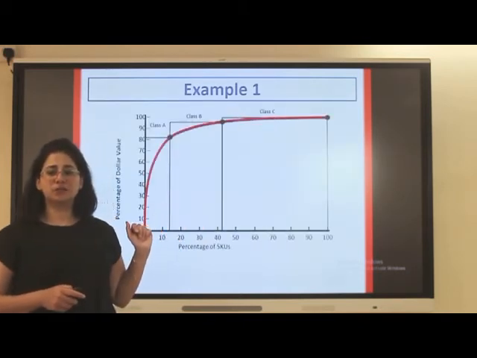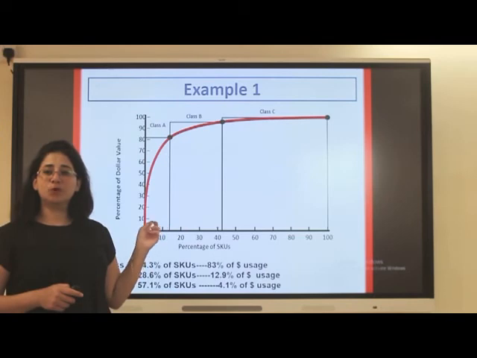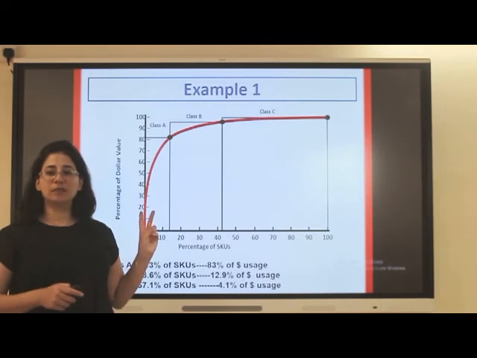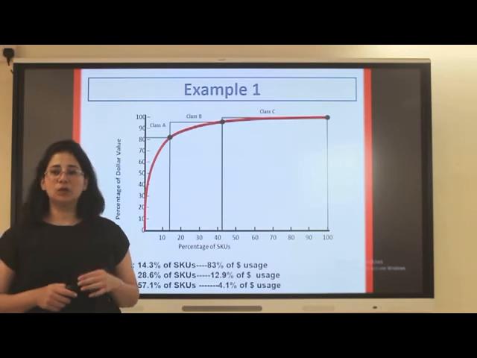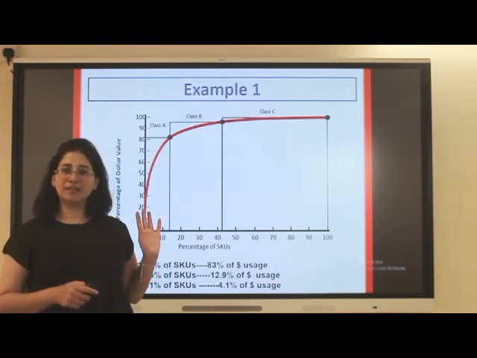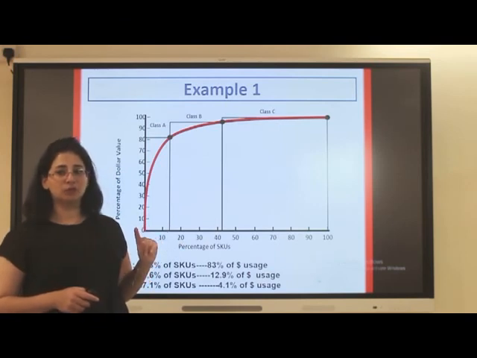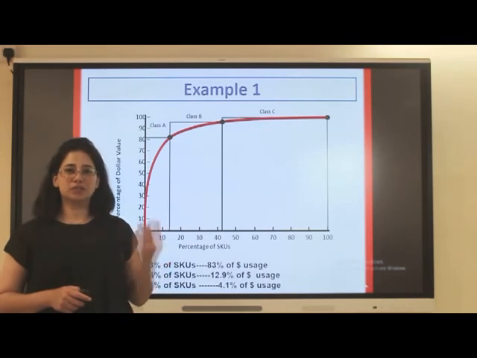Here the figure, as you can see, we have in our example, class A consists of only one SKU, 14.3% of SKUs consist of 83% of dollar usage, while class B is 28.6% of SKU consists of 12.9% of dollar usage. The ideal case is 15% of dollar usage for 30%. But every organization has different numbers.